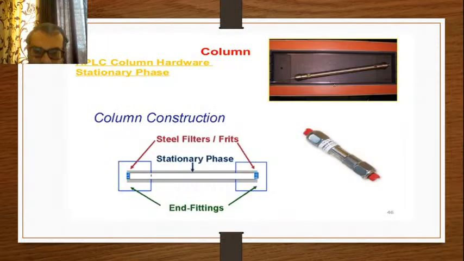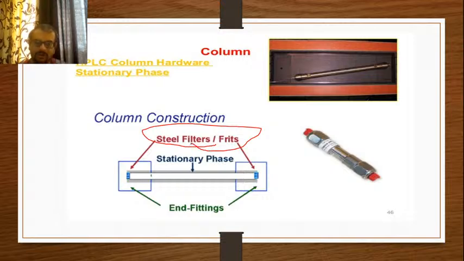Okay, next is a very important part of the HPLC. As I already said, if anyone asks me what is the heart and soul of the HPLC, it is the column. Yes, okay, the column is the heart and soul of an HPLC. It is made up of steel for longevity, and what is important is you have to maintain the stability and integrity of the column for a better resolution.